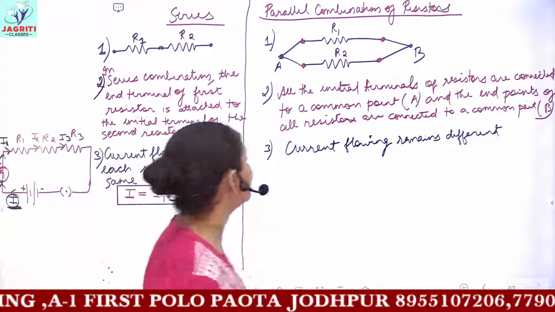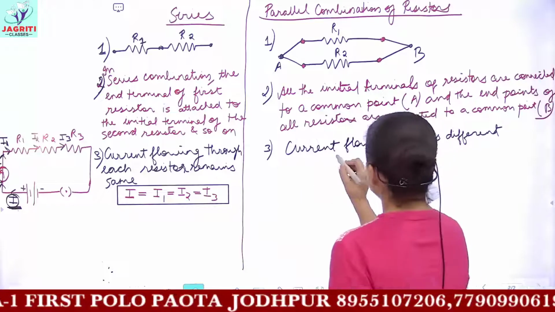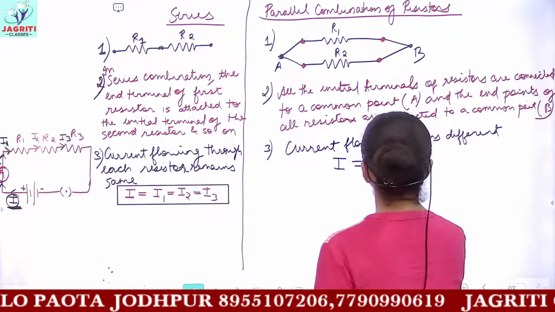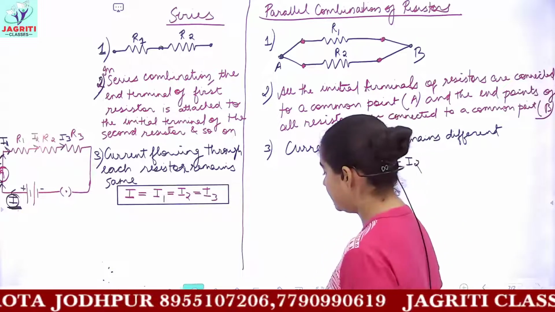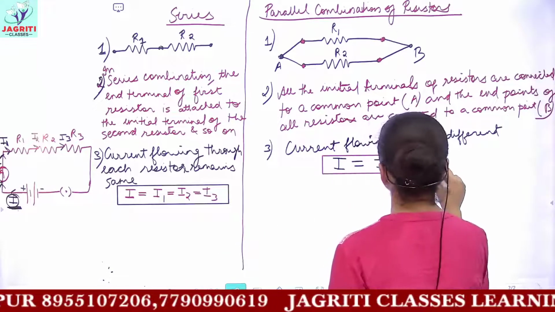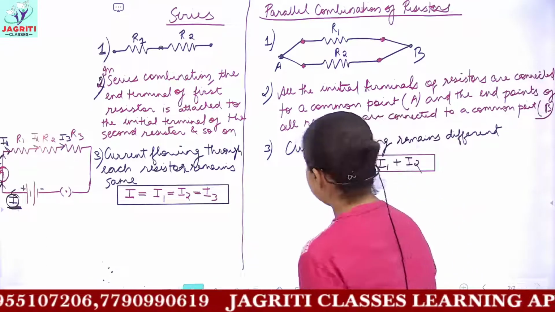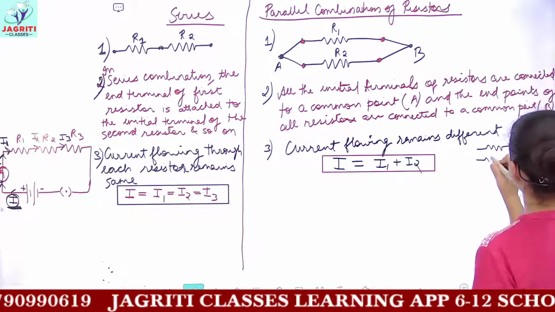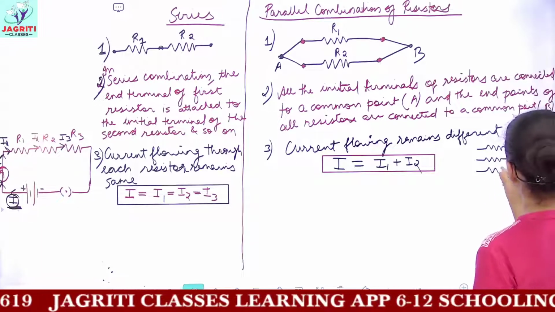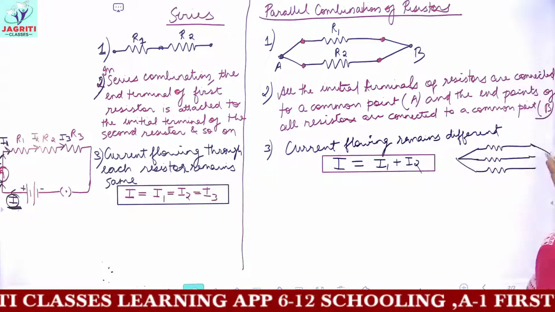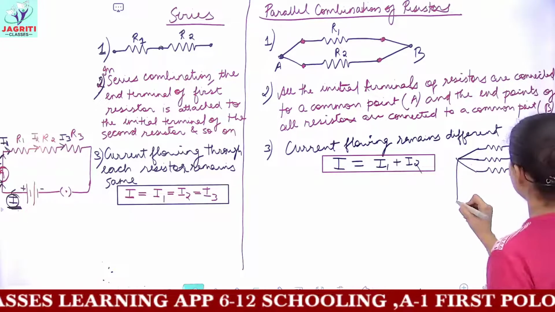Whereas in parallel combination this is not the case. Here the total current I would be equal to I1 plus I2, so this would give you the total current I which is passing through all the resistors. Okay, let's see it with the help of a diagram. This is your first parallel resistor, this one is the second, and this one is the third. So you have all three resistors connected in a parallel manner.